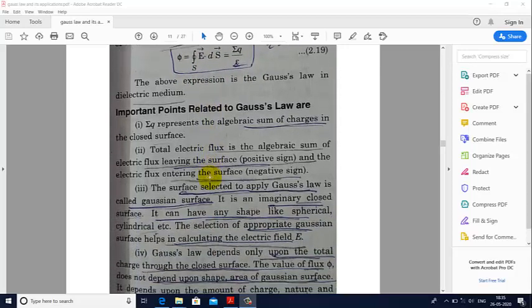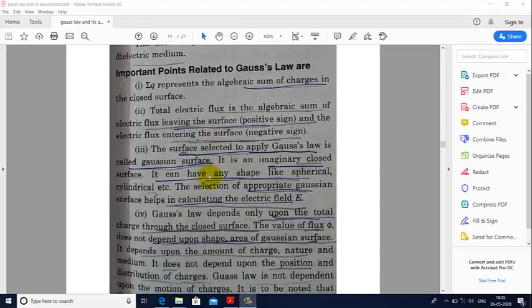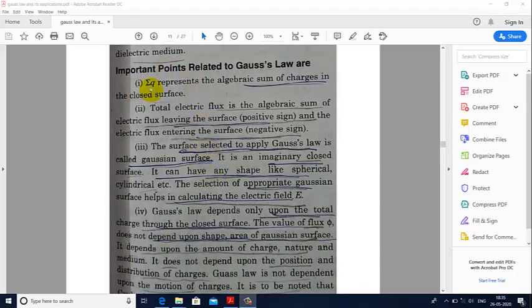There are some important points related to Gauss law. These are: first point is, as I told earlier, summation of Q represents the algebraic sum of charges in the closed surface. Okay, total electric flux is the algebraic sum of electric flux leaving the surface and the electric flux that enters the surface.